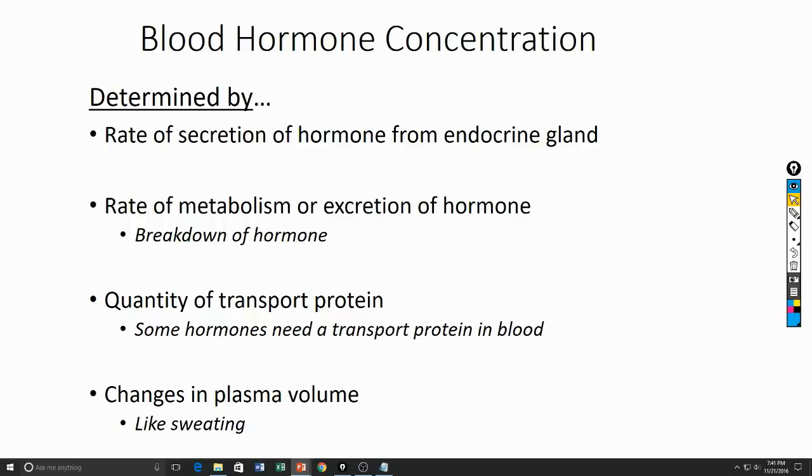All right, and then you have things like the transport proteins. Some hormones require transport proteins in order to be carried in the blood. Okay, and then plasma volume. So you can actually increase the concentration of a hormone through actions like sweating. Right, sweating reduces the water volume of the body, and you can see an increased concentration of hormone that way. Or by the same token, if you drink a ton of water, you can maybe dilute the concentration of hormones. So plasma volume will influence this as well.